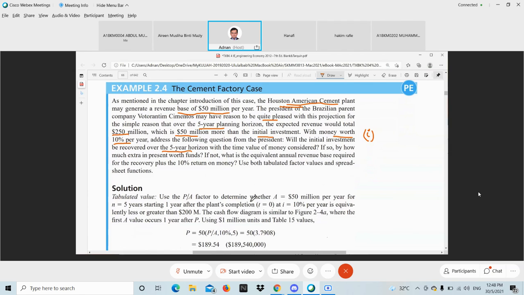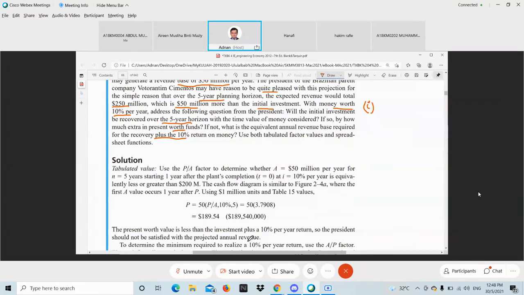If so, by how much extra in present worth fund. Okay, if not, what is the equivalent annual revenue base required for the recovery plus the 10% return of money? Okay, so the president would like to know this, so we have to make this analysis. We want to know the present given A, okay, whether this A equal to 50 million per year for the next 5 years starting year 1, okay, at 10% per year is equivalent or less or greater than 200 million. Ingat tadi kita ada 200 million nak invest tadi kan.